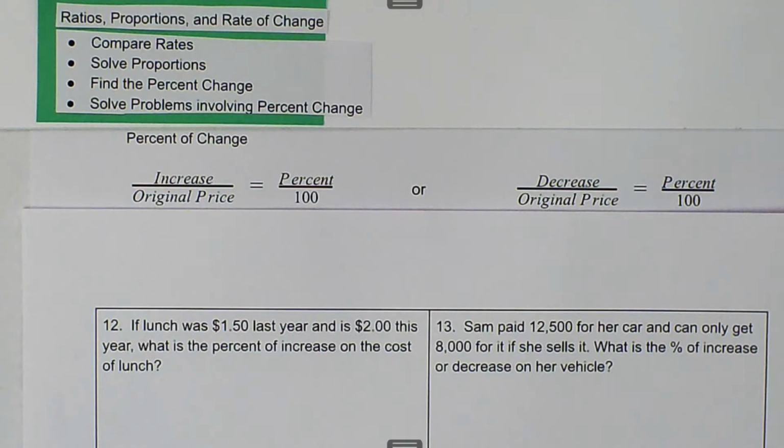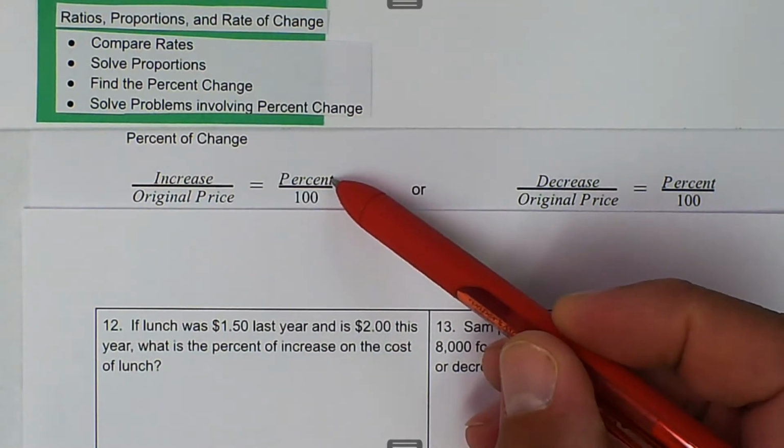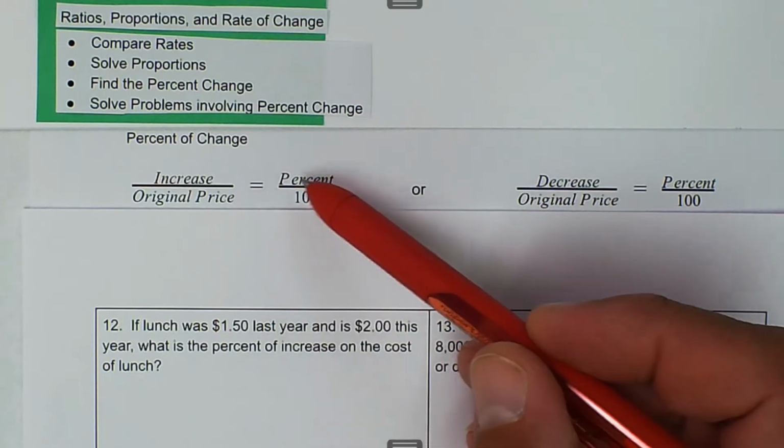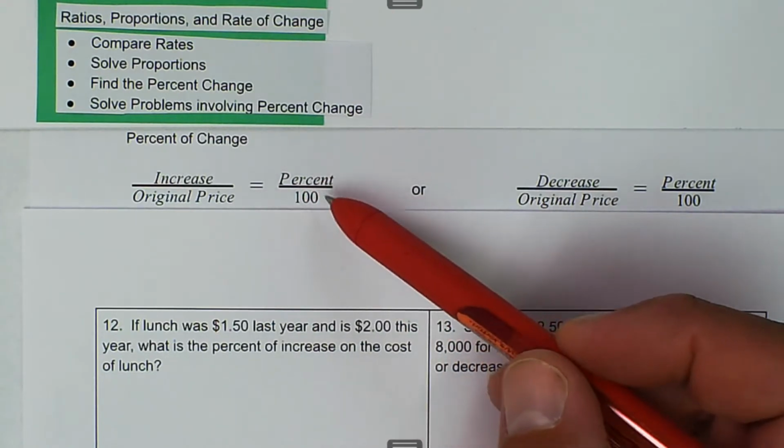We're talking about ratios, proportions, and rates of change, and we want to find the percent change and solve problems involving percent change. So when we're doing this, we want to find the percent over 100.